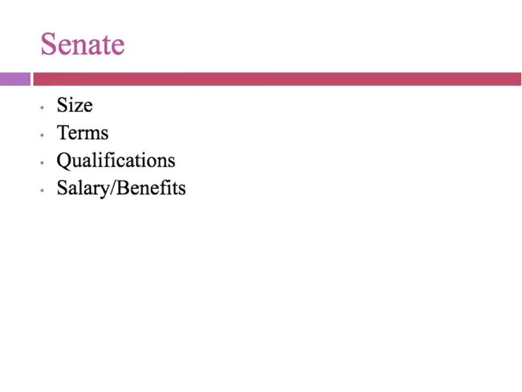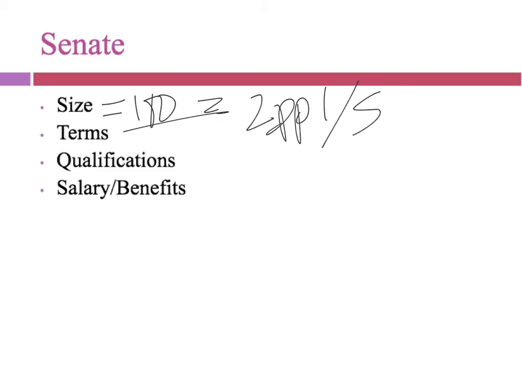Now, maybe Congress isn't your deal. Maybe you want to be a senator. Let's go through the size of the Senate. Does anybody remember how many people are in the Senate? I hope you do. It's 100. 100 flat. No more, no less. Why 100? Because it's 2 people per state. Okay, so how long do you get to be a senator for? You get to be a senator for 6 years at a time. 6-year terms.